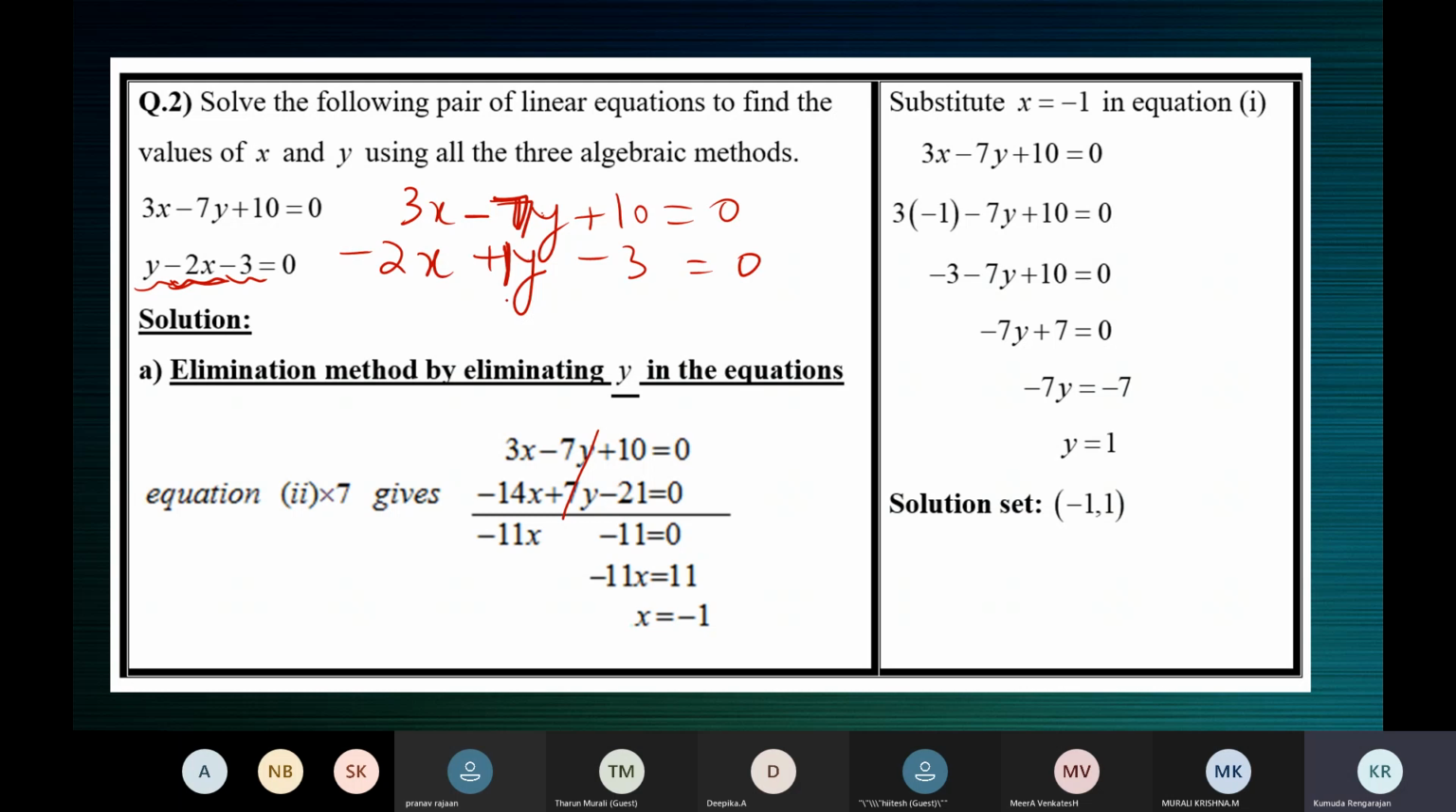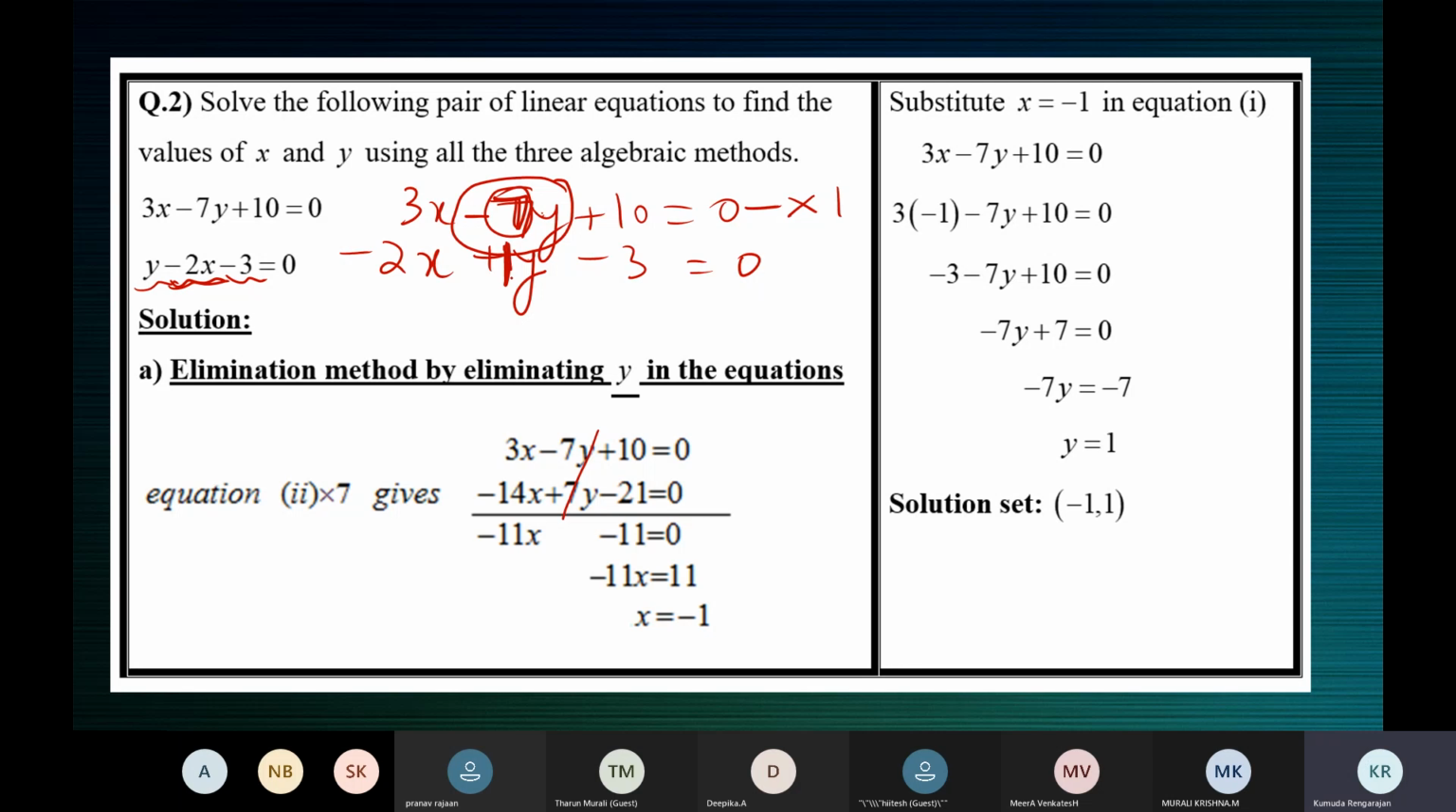If you wish to eliminate y, the coefficients of y are 7 and 1, and the LCM of 7 and 1 is 7. And we already have that in the first equation, minus 7y. The coefficient is already 7. So you don't have to multiply that equation by any number, or rather you're multiplying that equation by 1. It's already 7. You don't have to disturb that equation.